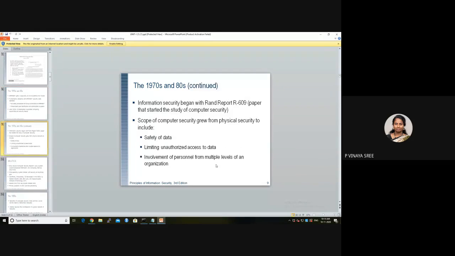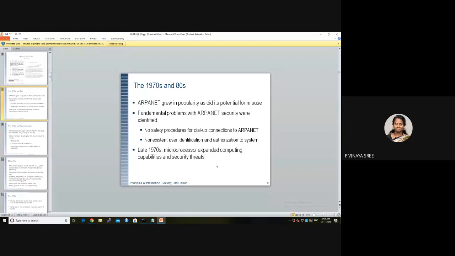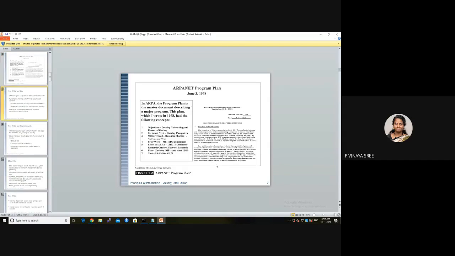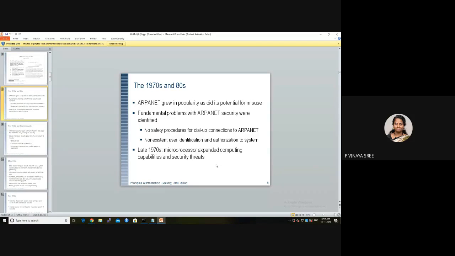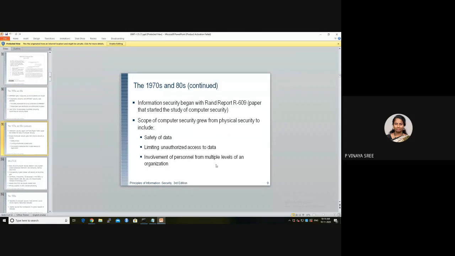So next we concentrated more on security. Why? Because in ARPANET, which was introduced in 1968, there was a problem with user identification and authorization. There were no proper safety procedures for dial-up connections. For that, we started focusing more on security from the 1970s and 80s.